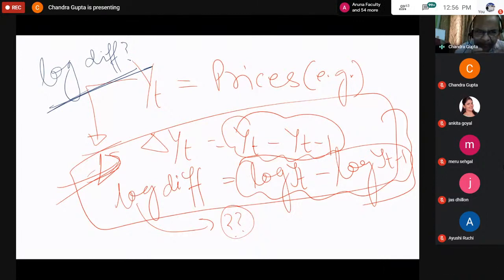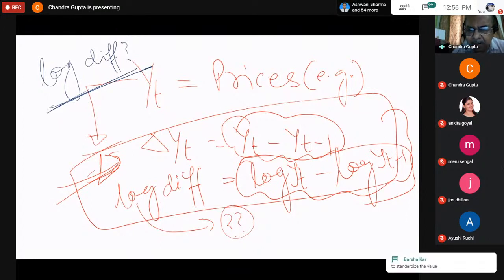If the first difference in any case will give you transformed values, no doubt about it. But should you take simple difference or the log difference?